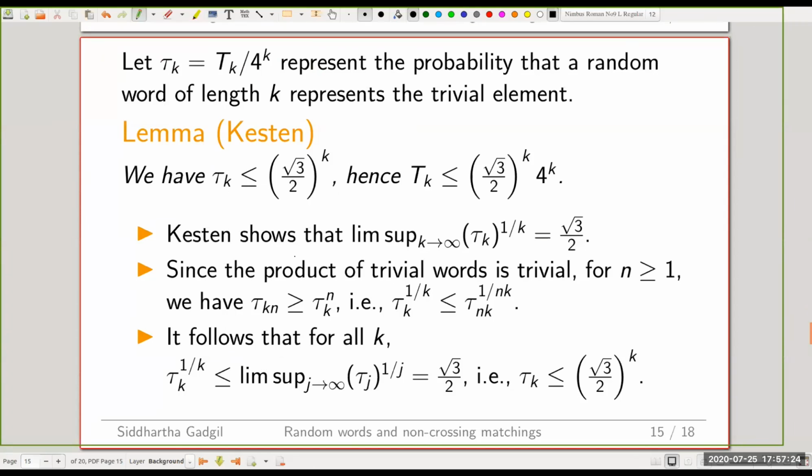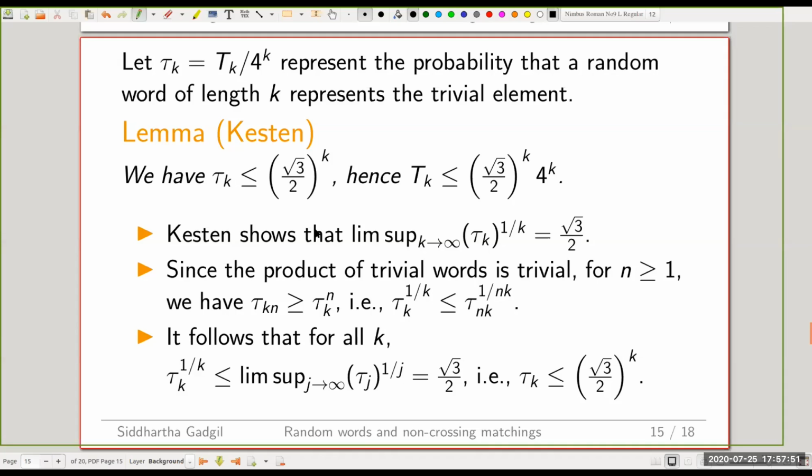So here is the result. Let tau_k be the proportion of random walks that end up at the origin, which is to say, the probability that a random word of length k represents the trivial element. By the way, if k is odd, this is 0. Doesn't matter. And Kesten showed that tau_k is less than or equal to (√3/2)^k. Here's the result for all free groups, free group on 2 generators.